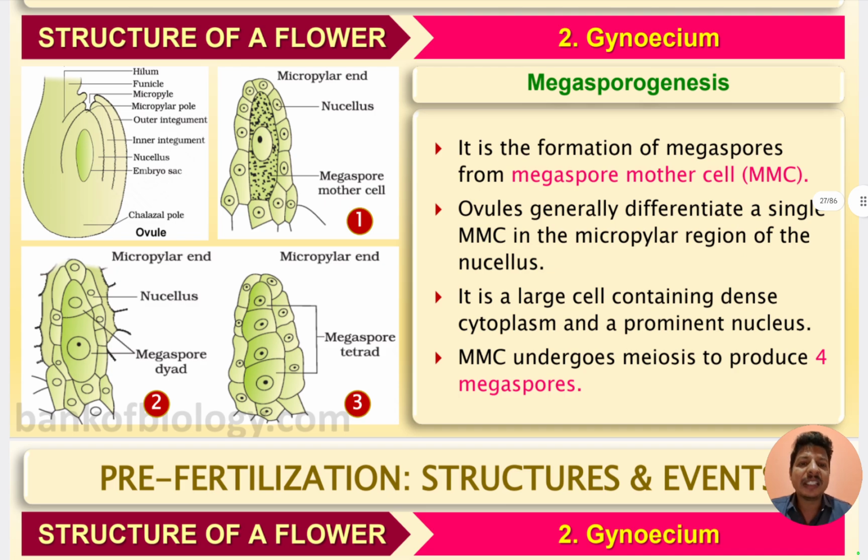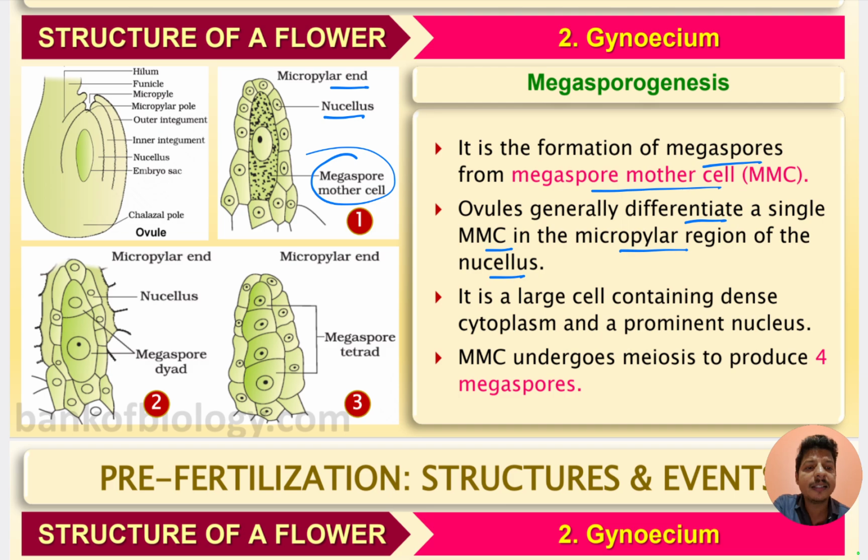Next, megasporogenesis. It is the formation of megaspores from the megaspore mother cell, MMC. Ovules generally differentiate a single megaspore mother cell in the micropylar region of the nucellus. Here you can see the micropylar end, the nucellus, and the megaspore mother cell.